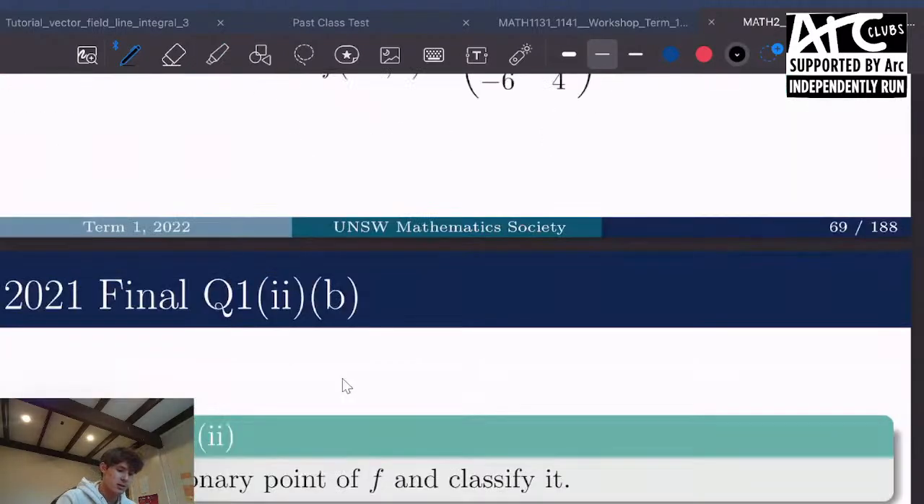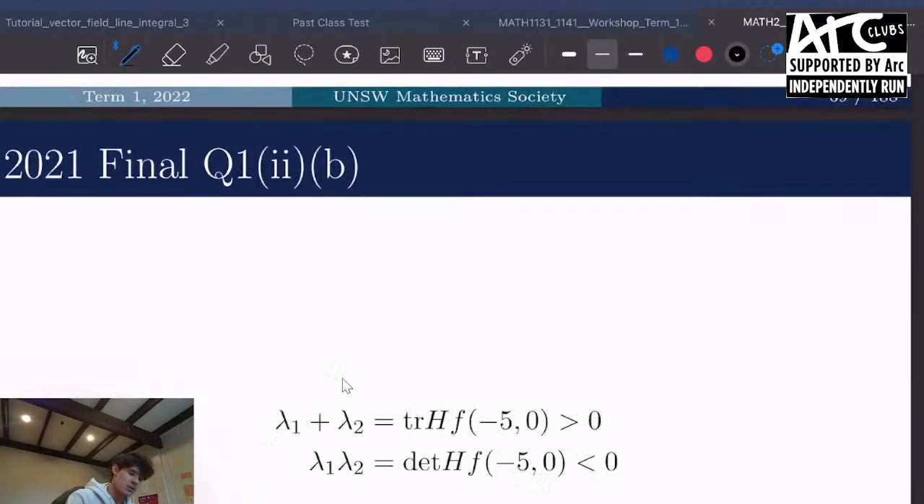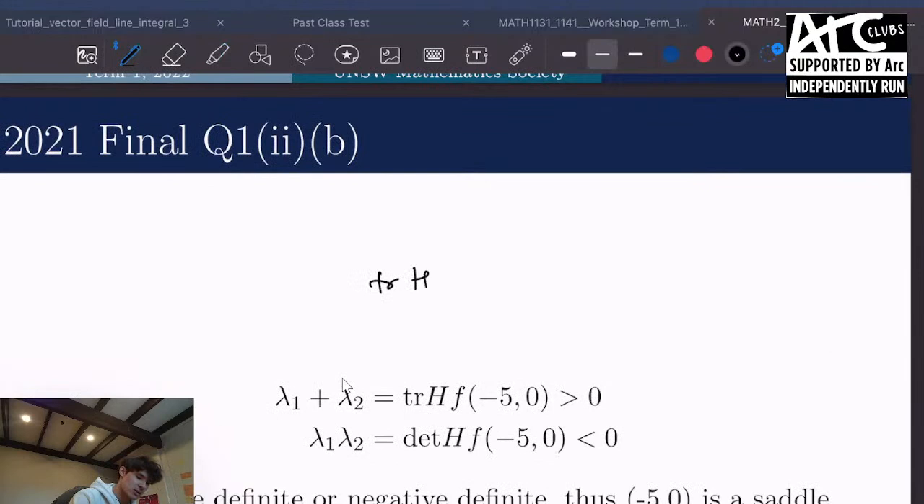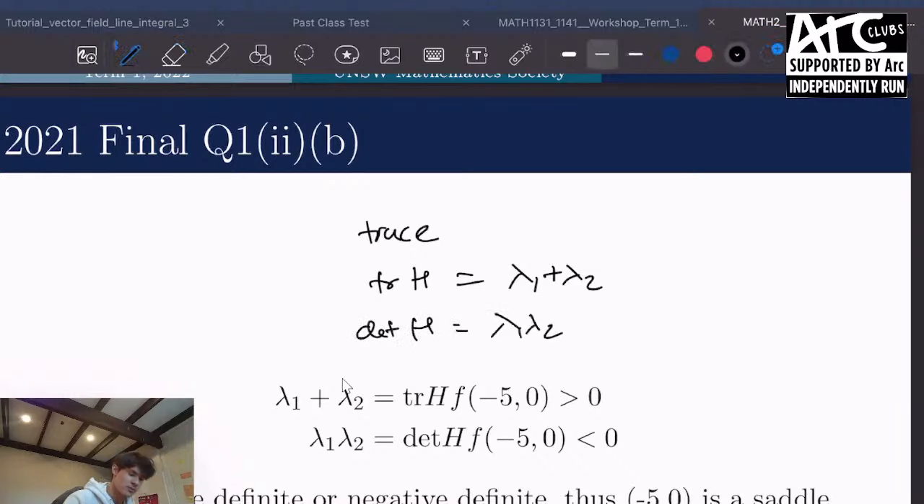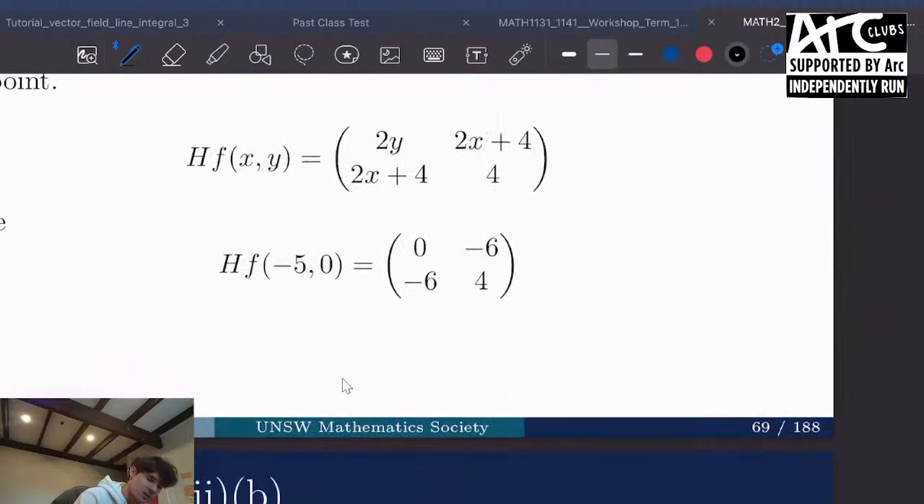To do that, we can look at its eigenvalues. A useful piece of theory here is that the trace of the Hessian matrix will equal the sum of the eigenvalues. And the product of the eigenvalues is equal to the determinant of the Hessian matrix, okay? So by looking at the trace, remember, if you've forgotten, the trace is just the sum of the diagonal entries. That gives us 4, that's the trace.